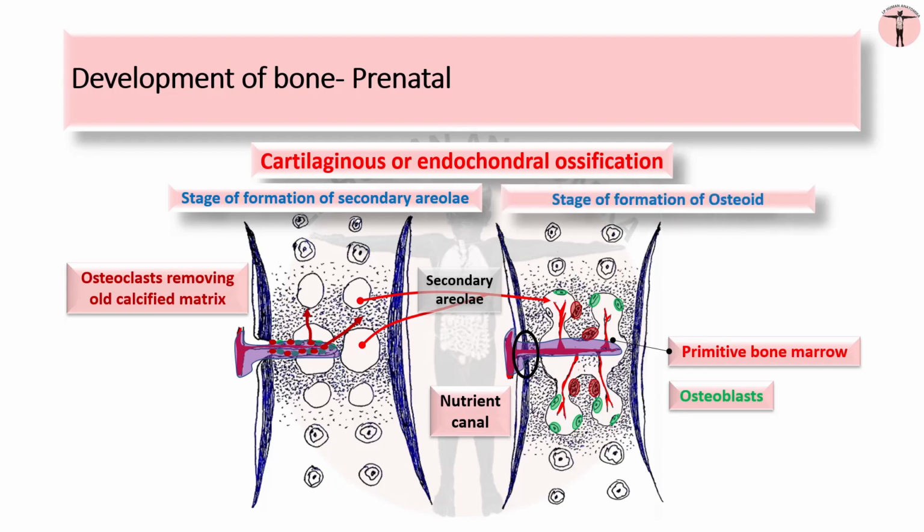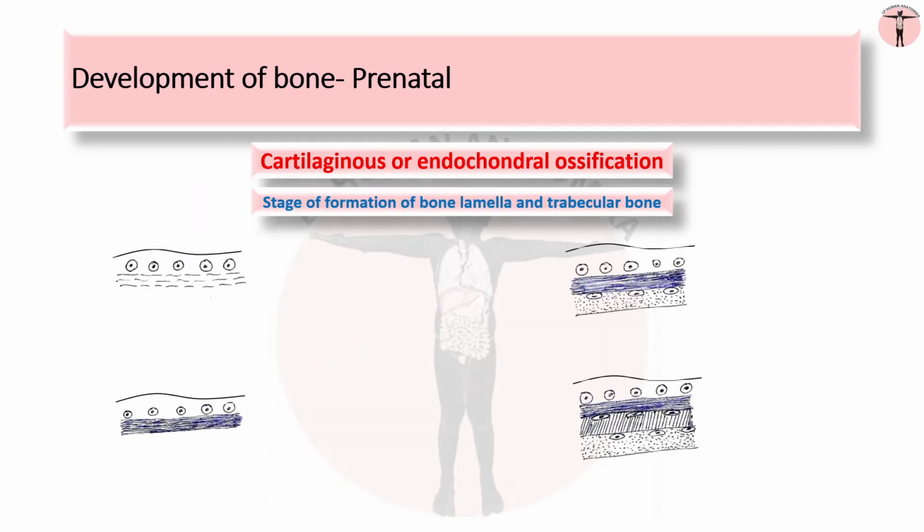Formation of osteoid. Osteogenic cells, that is osteoblasts, proliferate and deposit new bone, forming a gelatinous matrix along the wall of the secondary areolae, which is nothing but calcified cartilage matrix. This newly formed mass is called osteoid. Now, let us take a part of the wall of secondary areolae with the osteoblasts and osteoid and see how the lamellae is developed. Stage of formation of bone lamella and trabecular bone.